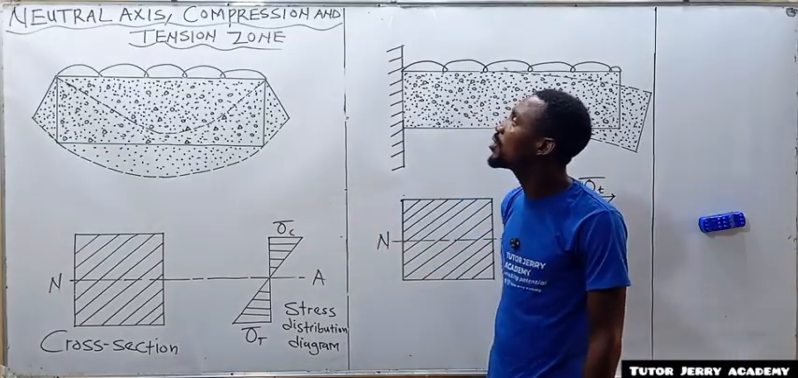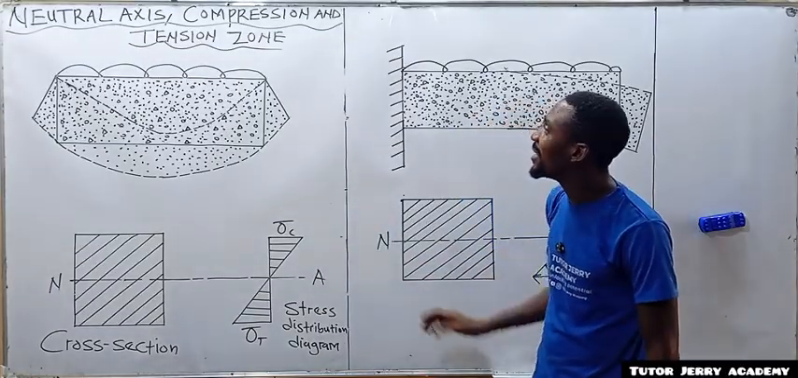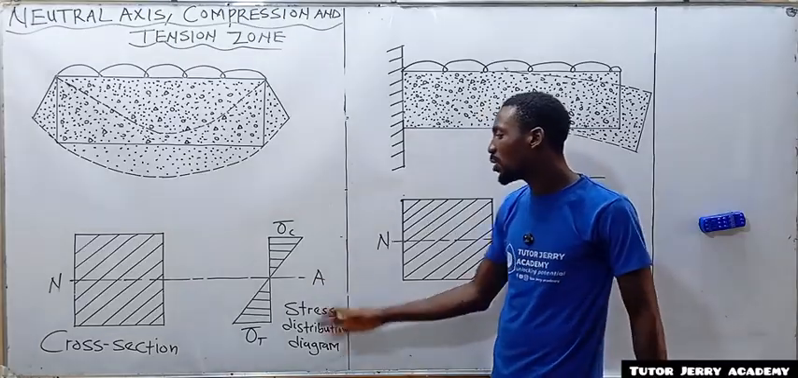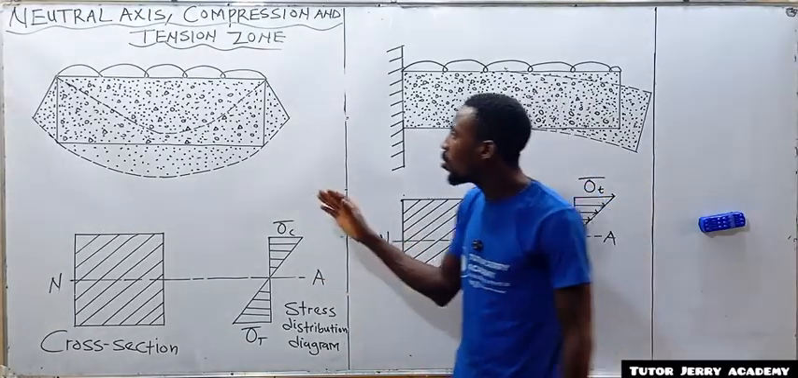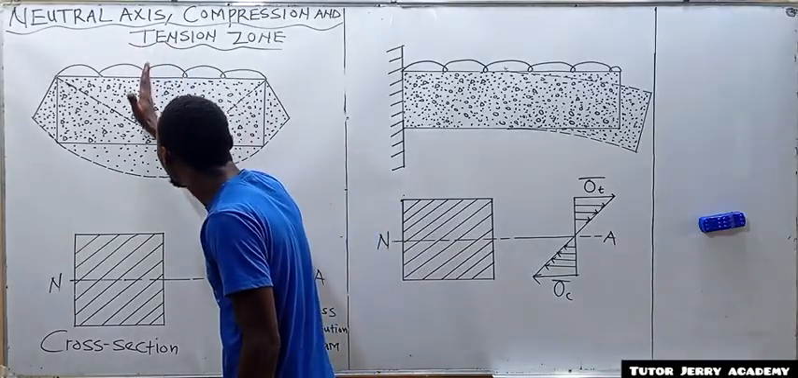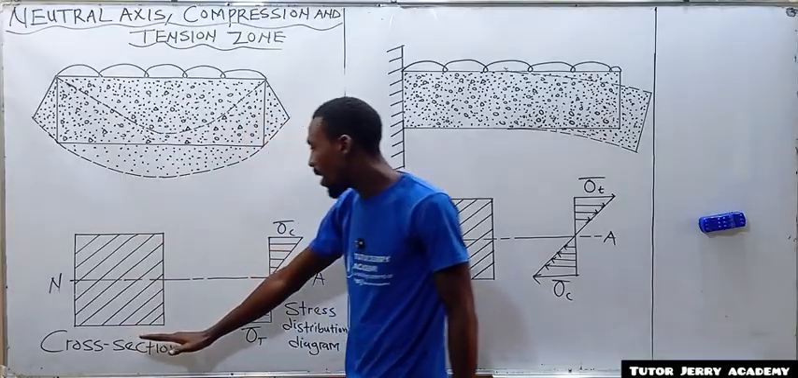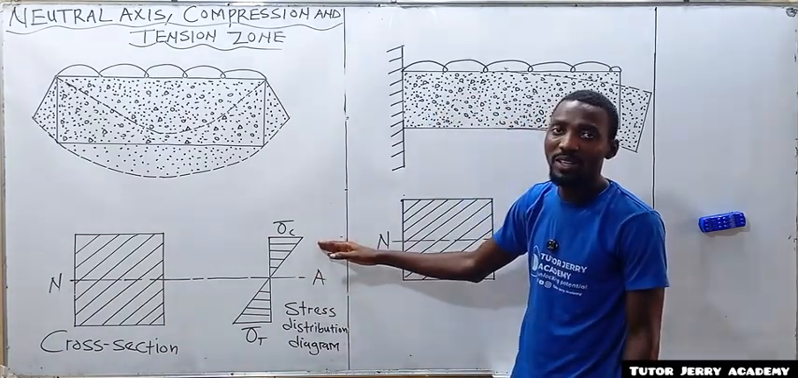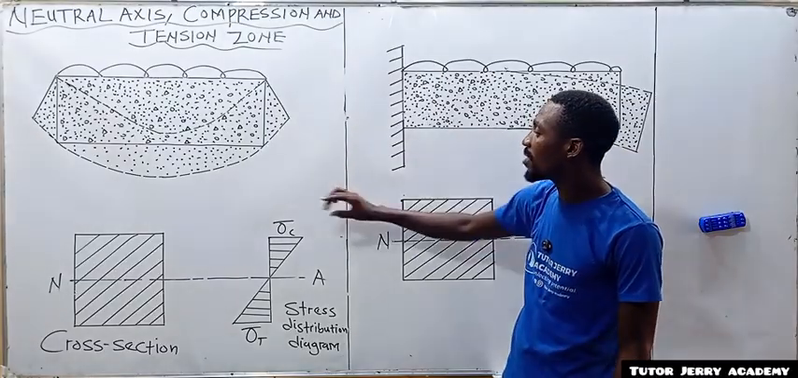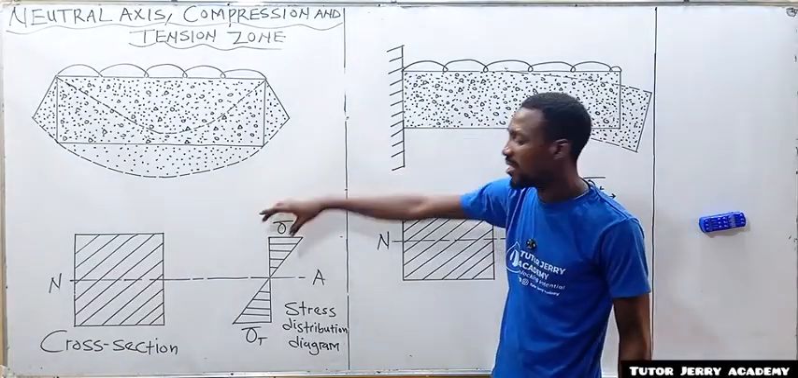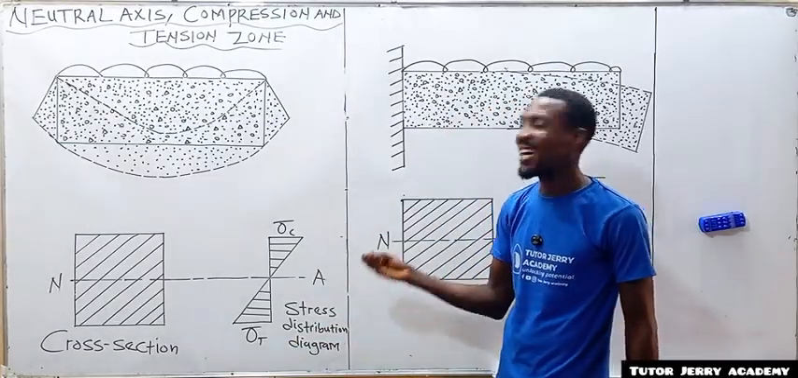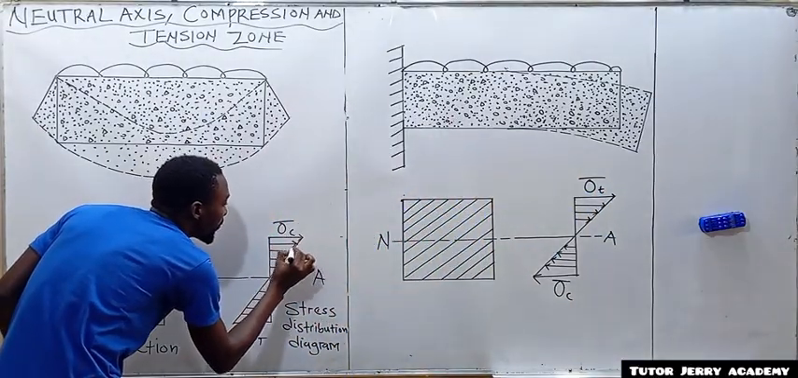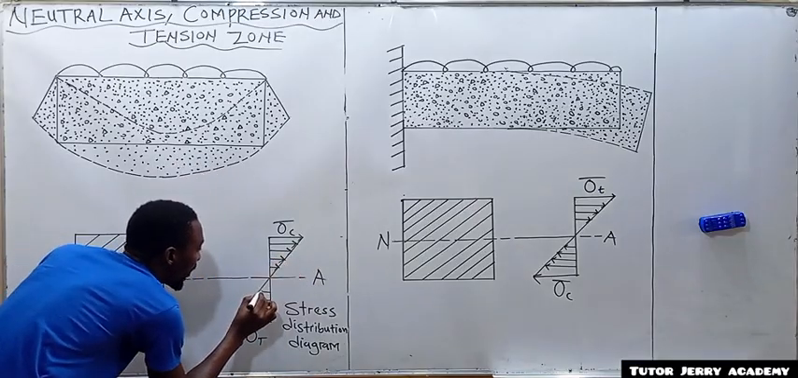So let's now go into the neutral axis and the compression and the tension zone of this beam. We'll be using our stress distribution diagram to explain the concept. If we just cut a small portion of this, we are going to have a small cross section of what is on the board here, and this will be the stress distribution diagram. So we said the top part of this beam is subjected to compressive stress, while the bottom part is subjected to tensile stresses. Now if you look at this stress distribution diagram, let me put an arrow here.